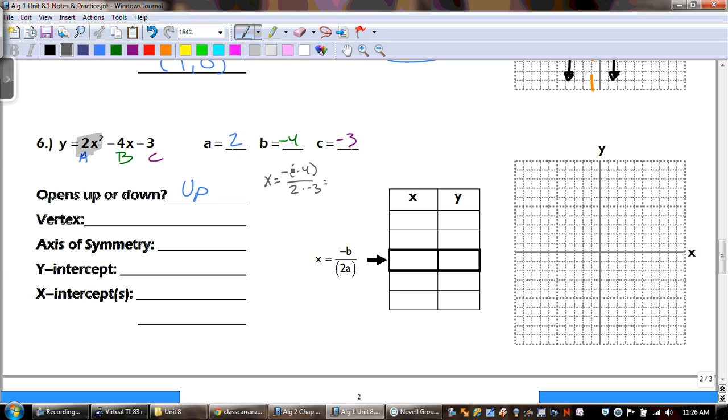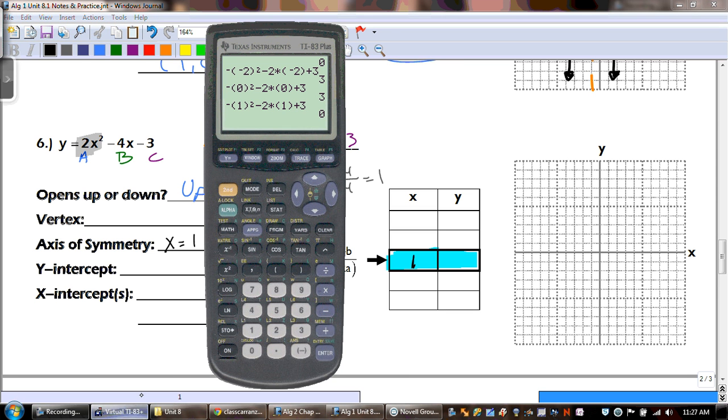So the opposite of -4 is 4. I'm sorry, guys, and this Mr. Grice is having all sorts of brain farts today. 2 times a, which is 2. And 2 times 2 is 4, which gives us 1. So right away, I know that's 1, which means my axis of symmetry is going to be at 1. And now I need to find out what that other value is going to be.